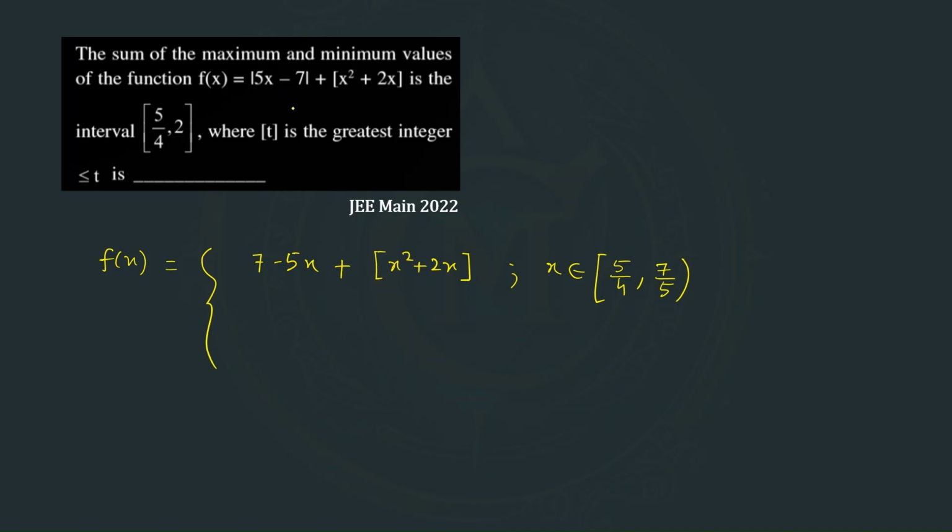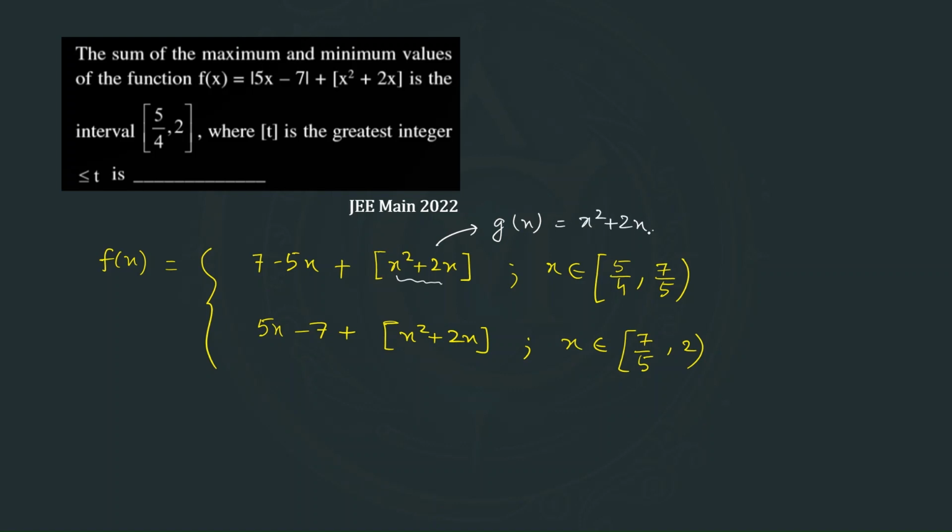And then we can open this modulus with positive sign when x belongs to 7 by 5 to 2. Now again we have to break these functions because there are some greatest integer functions involved. Now how to break these functions? Because here are some function of x inside greatest integer. We have to simply consider this function first. Let us call this function gx, which is x square plus 2x.